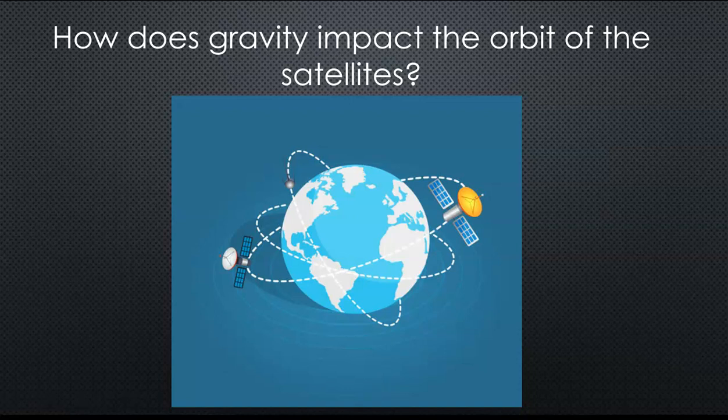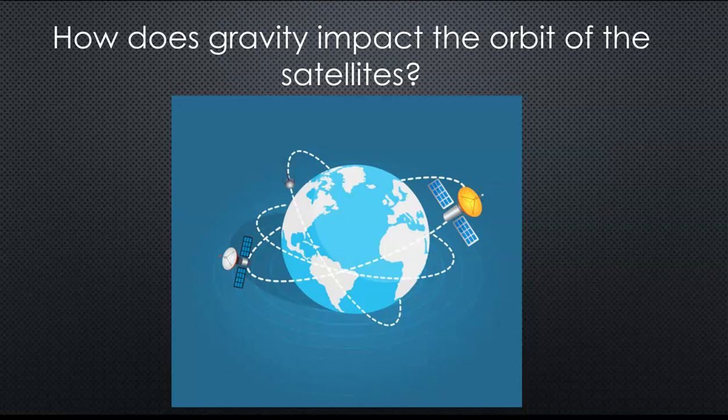Let's take a look at our startup for today. If you look at the picture below, you'll notice we have an image of Earth, and then we've also got these cool satellites that are orbiting around Earth. My question for you is, how does gravity impact the orbit of these satellites?